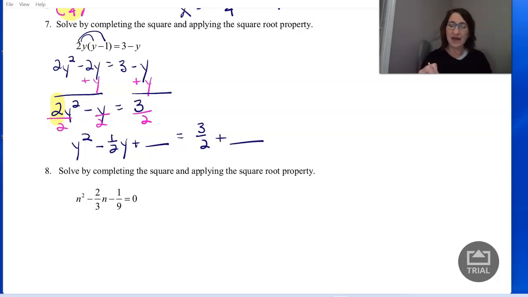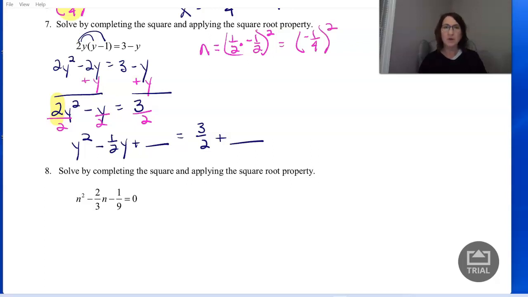All right, so now I want to calculate my n that's going to go into those blanks. I'll do that up here. So my n is going to be equal to 1/2 times negative 1/2 squared. So that is going to give me a negative 1/4 squared, which is a positive 1/16. So I put 1/16 in both of those blanks.